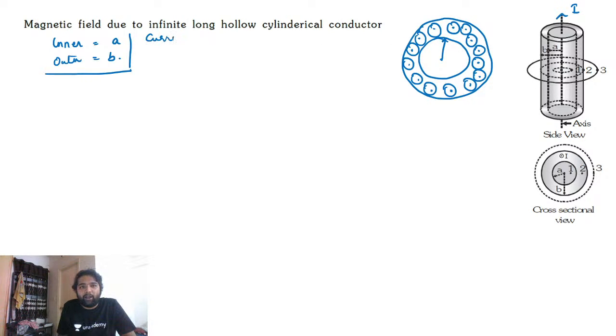Current flow will be equal to I. So here also I will use current density because it is flowing across the entire area.